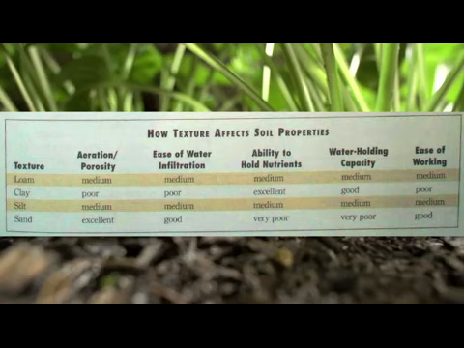How soil texture affects soil properties. When the texture is loam, the aeration, which is porosity, and the ease of water infiltration is medium. The ability to hold nutrients and the water holding capacity of the loamy soil is also medium. The ease of working is medium.